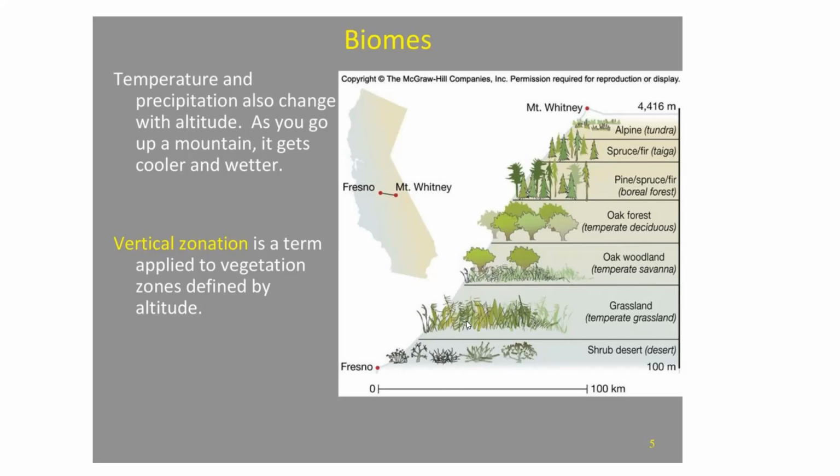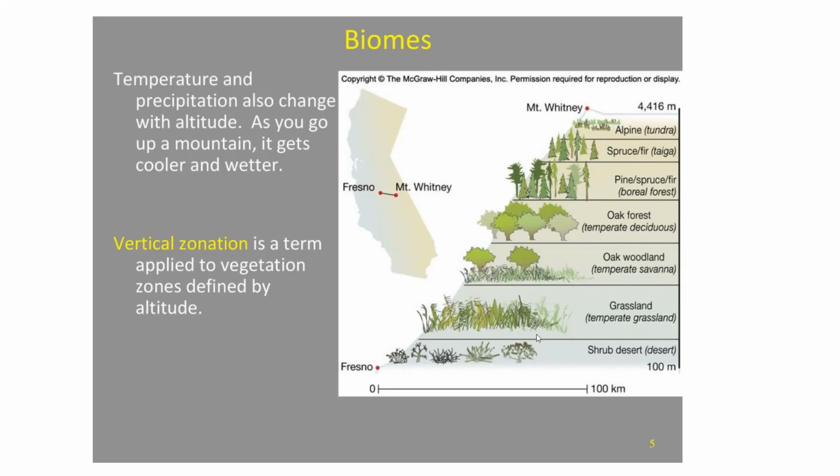Like I said, the changes in elevation are going to give us changes in the environment, which is going to give us different biomes. As you go from Fresno to the peak of Mount Whitney, and we're going to cover these as we go through them individually, the environment is going to change pretty drastically from an almost desert-like environment in Fresno to a much greener environment as you move higher and higher up the mountain, because the temperature is going to change, and the amount of precipitation is going to change as well.